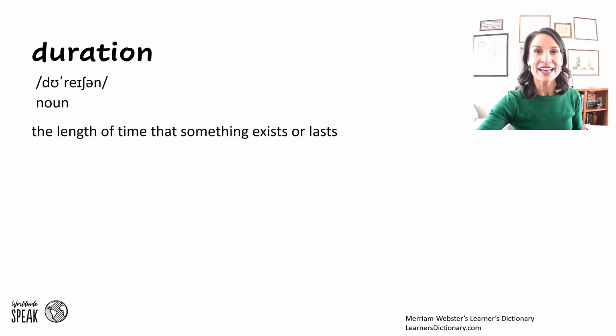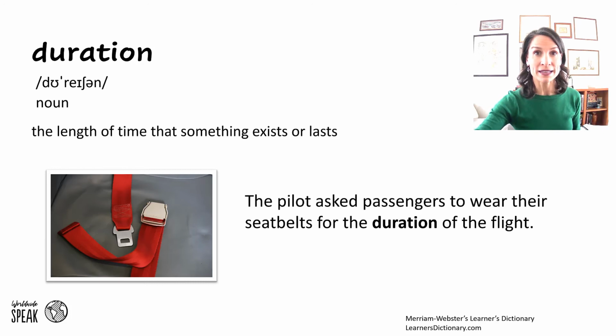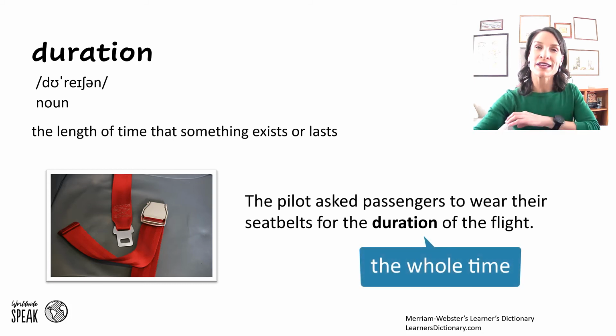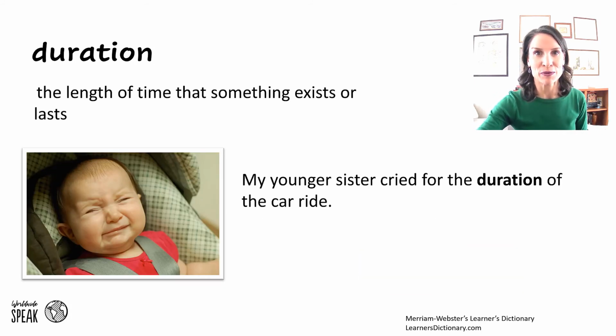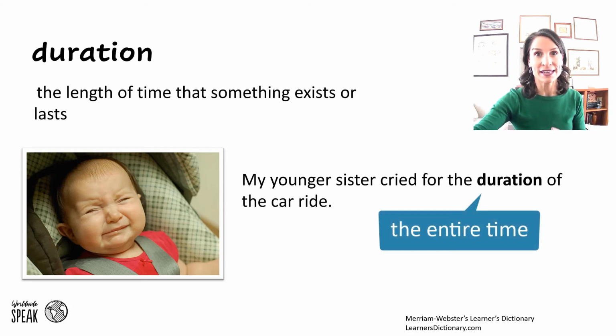So here's our last word, duration. Duration is a noun, and it means the length of time that something exists or lasts or continues. Let me give you an example. The pilot asked passengers to wear their seatbelts for the duration of the flight. So they need to wear their seatbelts for the entire time that the plane is flying. Here's another example with transportation. My younger sister cried for the duration of the car ride. So the entire time that we were driving, she cried.